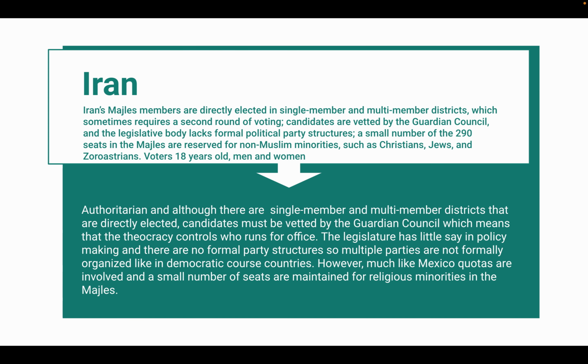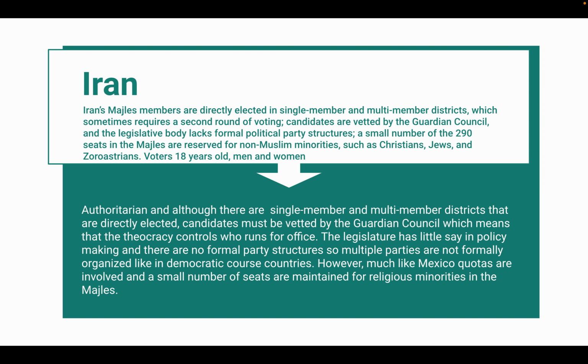In Iran, members of the Majlis are directly elected in single-member and multi-member districts, which sometimes requires a second round of voting. Candidates are vetted by the Guardian Council. The legislative body lacks formal political party structures. A small number of the 290 seats in the Majlis are reserved for non-Muslim minorities, such as Christians, Jews, and Zoroastrians. Voters must be 18 years old. Men and women have the right to vote.